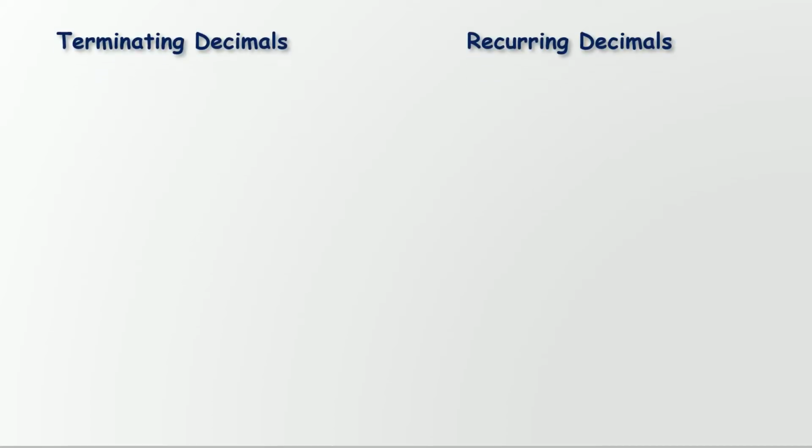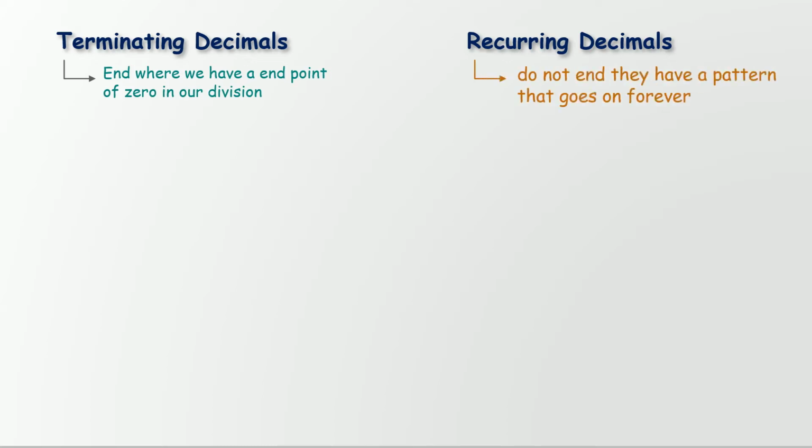Let's move on to terminating and recurring decimals. Although they sound similar, they are different, and we need to understand this difference. In simple terms, terminating decimals end where we have an end point of 0 in our division, whereas recurring decimals do not end. They have a pattern that goes on forever, whether it's one digit that repeats or a group of digits that repeat. Let's get into an example of each.